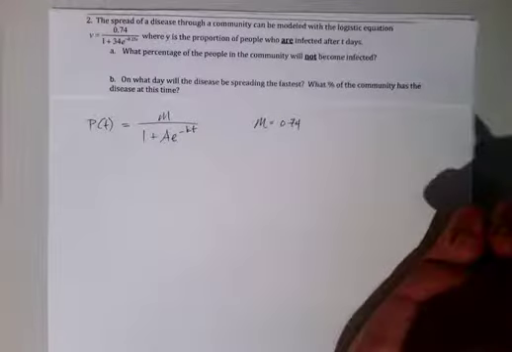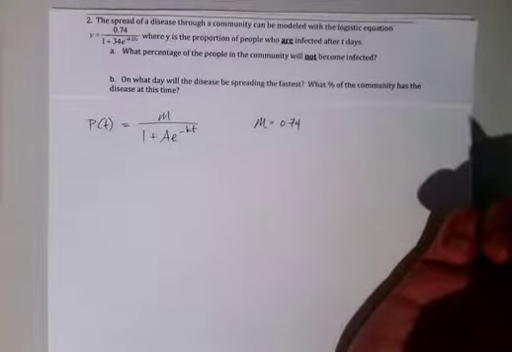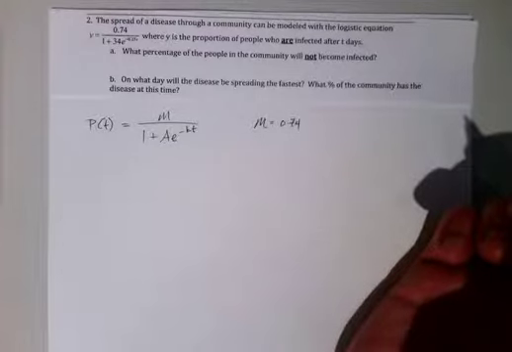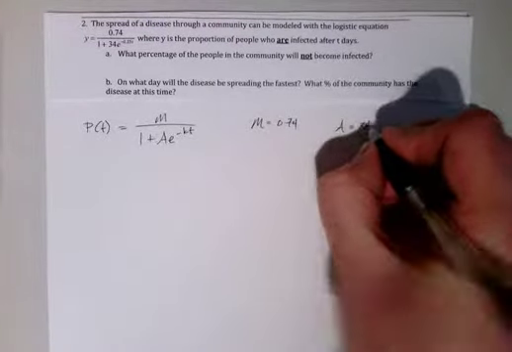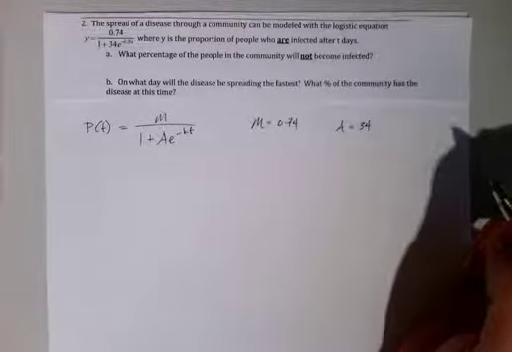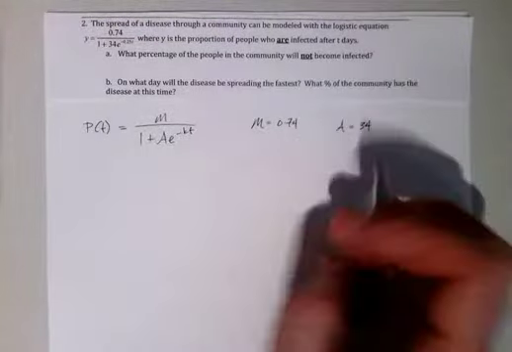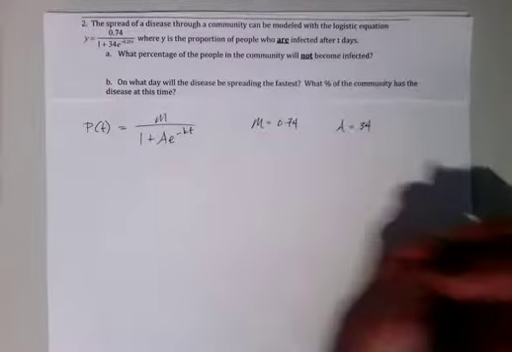And so that tells me that m is 0.74, which means the spread of the disease has a maximum carrying capacity of 74% of the population, okay? I also know that A is equal to 34. So if I actually find the original population, I can work backwards to find that. Or actually, I can just do it from here.